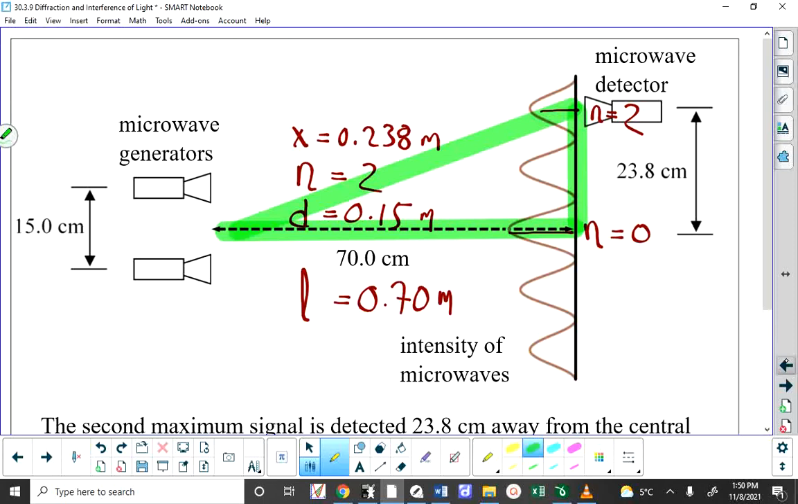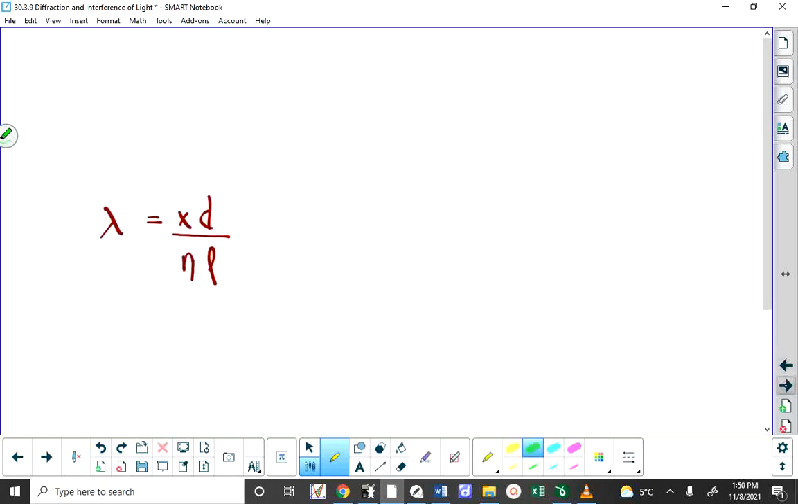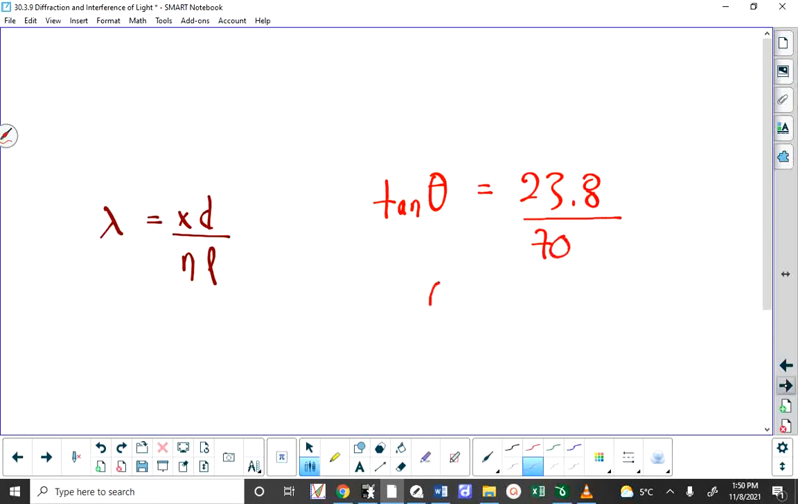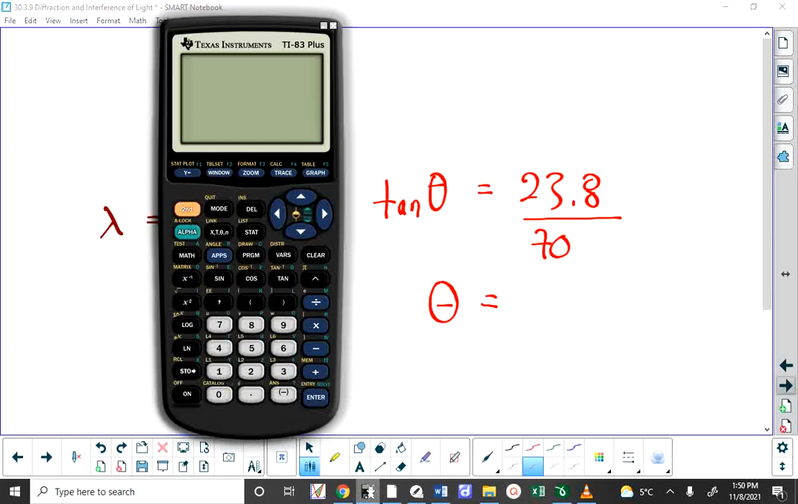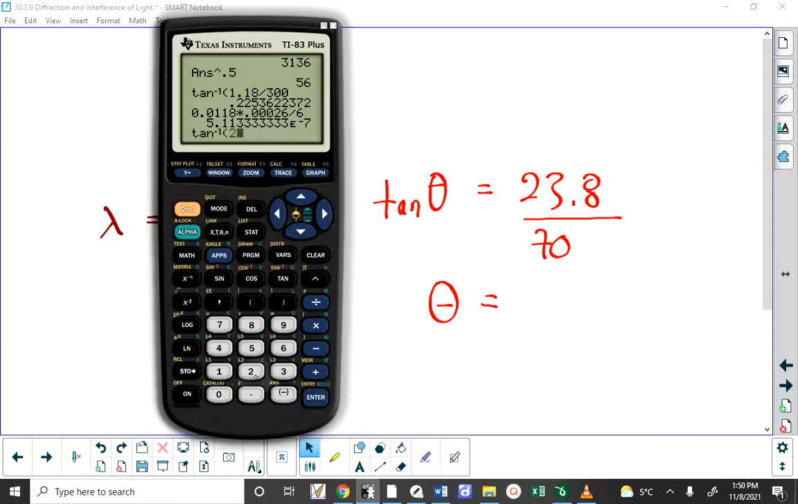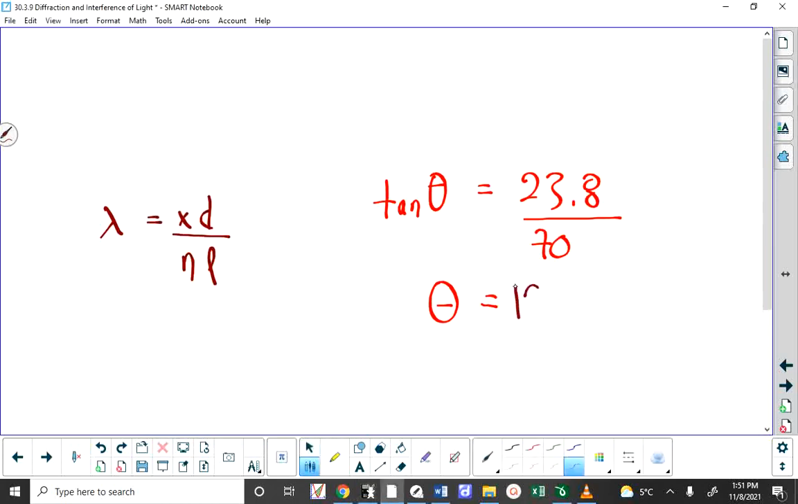We have 23.8 centimeters as the opposite side to the angle, and L is 70 centimeters, which means tangent of theta is equal to 23.8 over 70. Inverse tangent of 23.8 divided by 70 gives 18.8 degrees. Here's the beautiful thing about this, in my mind. Let me write this down. Theta equals 18.8 degrees. It's telling us you cannot use this formula. This formula will not give you an accurate answer.